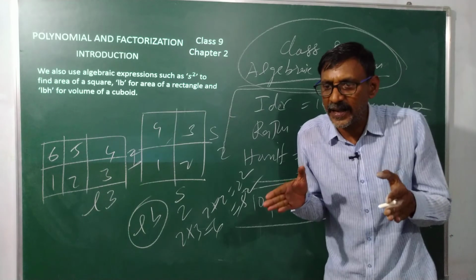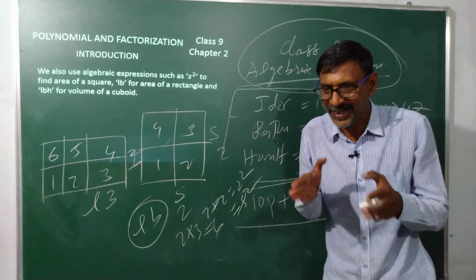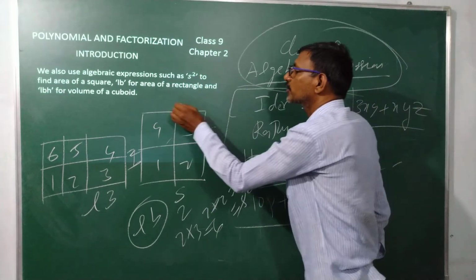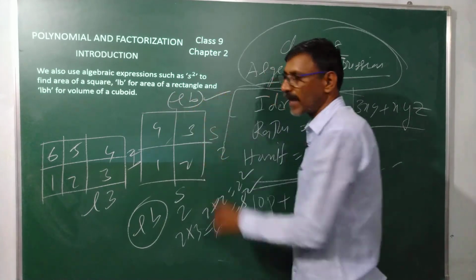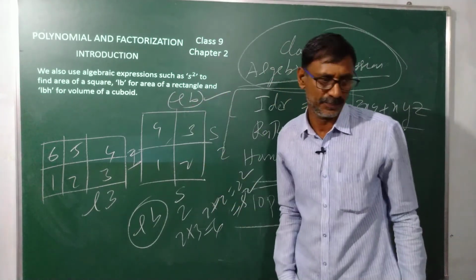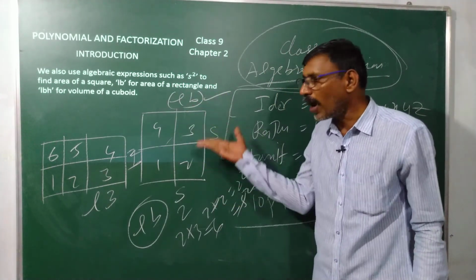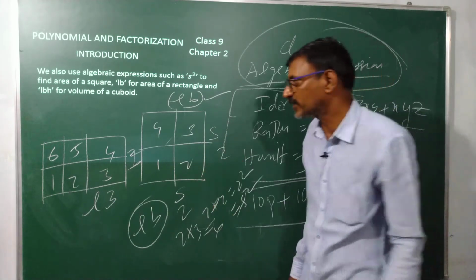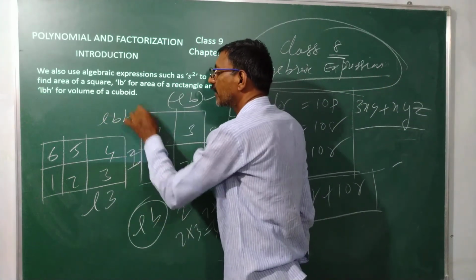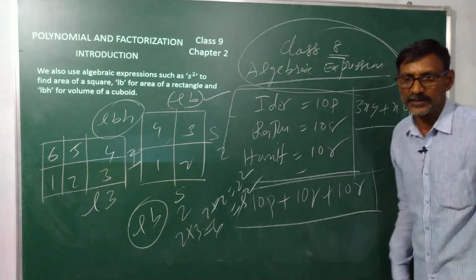Area of a rectangle is equal to length into breadth, that is, in shortcut, LB. LB is an algebraic expression. It is a single term. Similarly, volume we can find as LBH, length into breadth into height. These are all my algebraic terms.